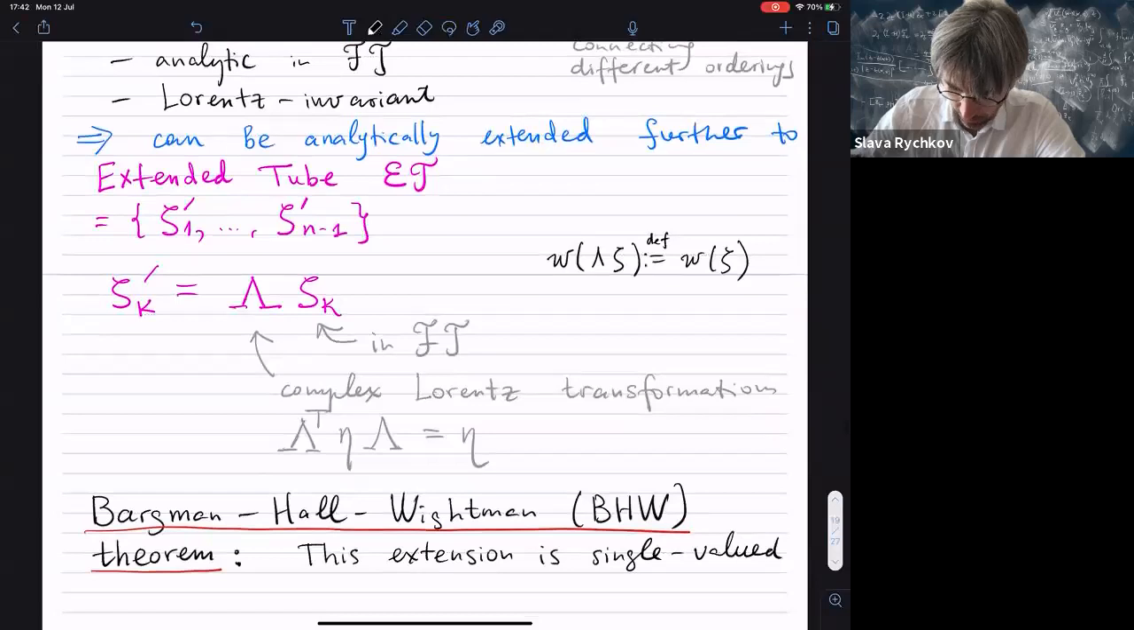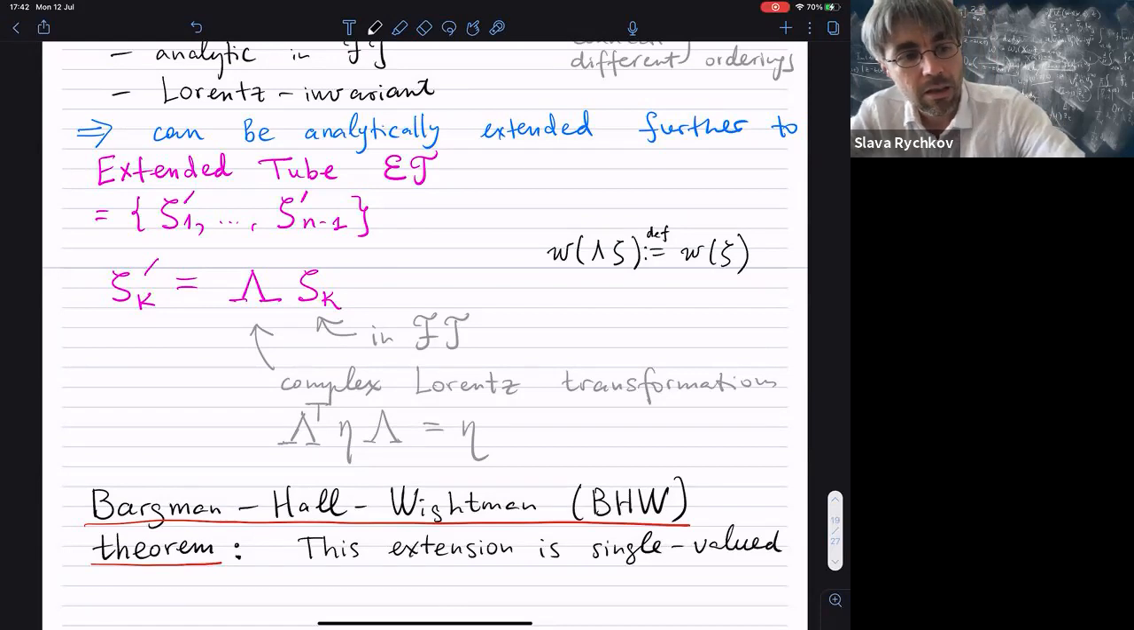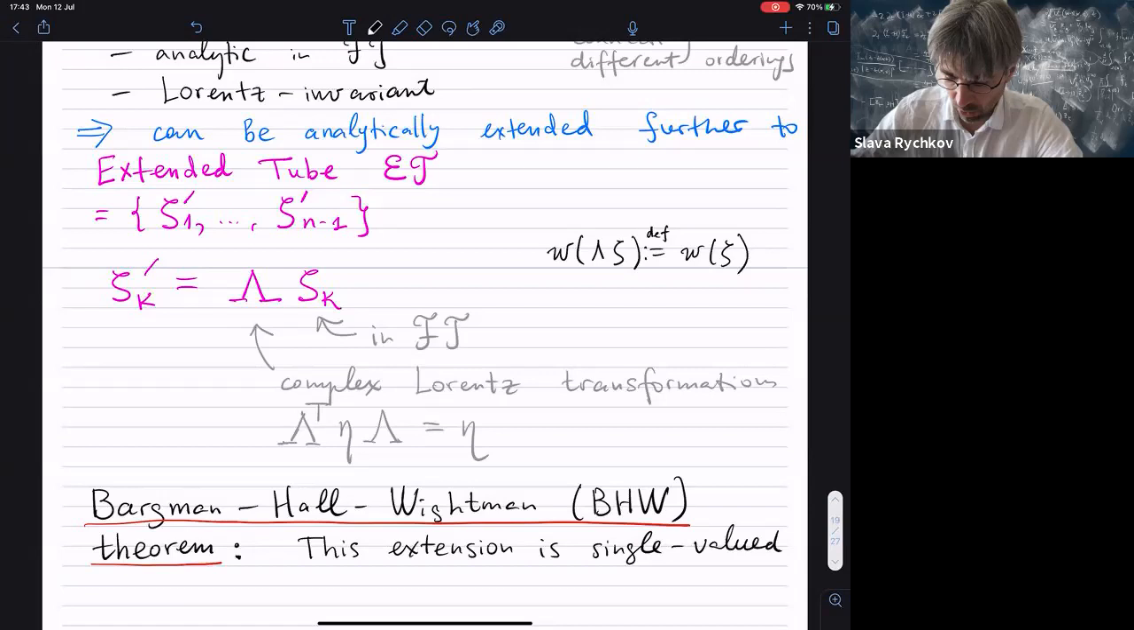And so, since it's a larger set, various points of this set can be obtained from various points of the forward tube by different Λs. So you have to prove that this extension that you're defining is single valued. And there is a theorem which says that in fact no ambiguities appear. The geometry of Lorentz transformations is sufficiently simple so that the extension you obtain is single valued. It's called the Bargmann-Hall-Wightman theorem.